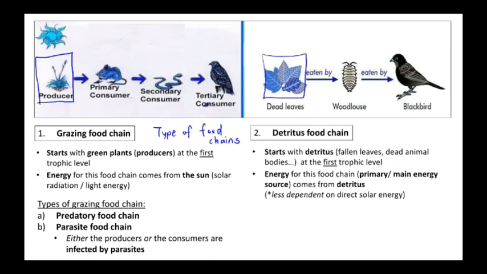In the grazing food chain, it always starts with the producers, either green plants or green algae, as long as they are the producers. And where do they get the energy from? It is from the sun, as you can see here. Sun is the primary source of energy in the grazing food chain. We have two types of grazing food chain. Both of them start with producers and get the energy from the sun.